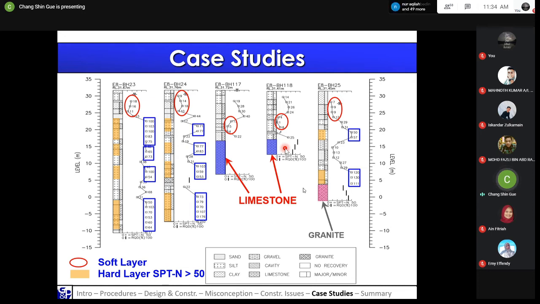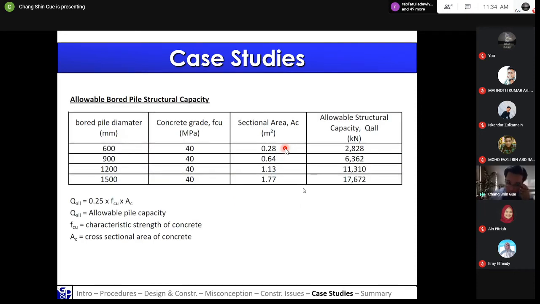In the end we have decided to go for the expensive option, which is the bored pile, unfortunately. So in terms of bored piles, we have actually selected four different diameters of bored pile, which is from 600 diameter, 900, 1200, and 1500. So we're using concrete grade of 40. This is the cross-sectional area of the piles.